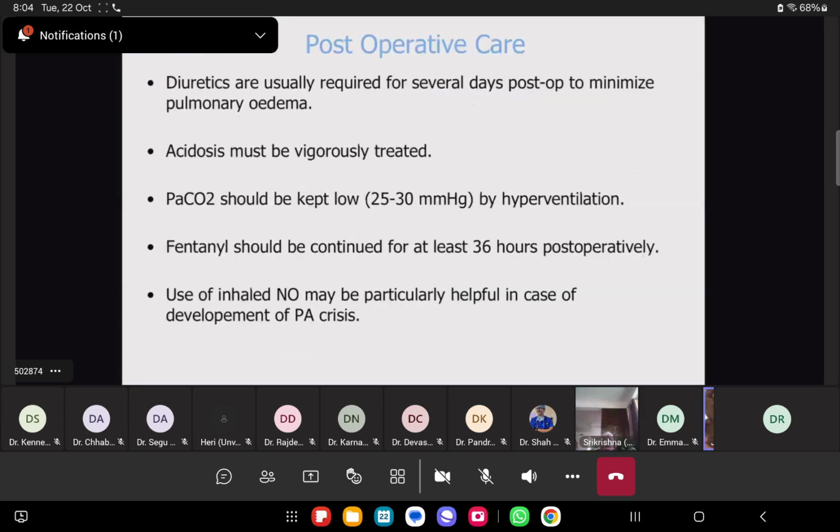Diuretics are usually required for several days in the post-operative period to minimize pulmonary edema. Acidosis must be vigorously treated. PaCO2 should be kept below 25 to 30 mmHg by hyperventilation. Fentanyl should be continued for at least 36 hours post-operatively. Use of inhaled NO may be particularly helpful in the case of development of a PA crisis.